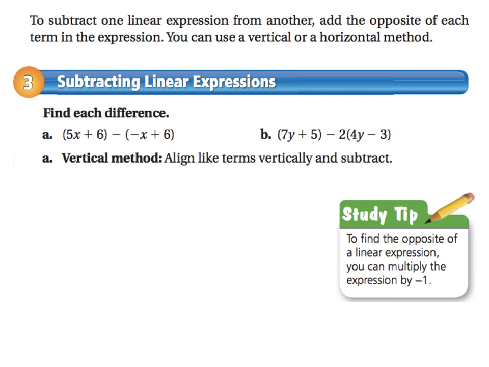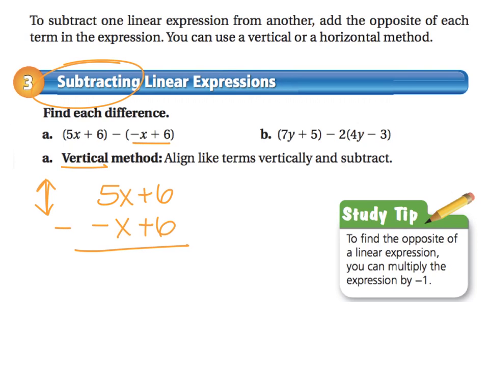Our next few slides are subtracting linear expressions. And I'm going to be honest, subtracting is a little bit harder, but as long as you work carefully, you'll make sure you get it right every time. So when we find the difference using the vertical method, so remember that's up and down, we're going to start just the same way. We are still going to stack our x's and our numbers. So if I have 5x plus 6 on top, underneath it, I'm going to stack my minus x plus 6. But we're subtracting these expressions.